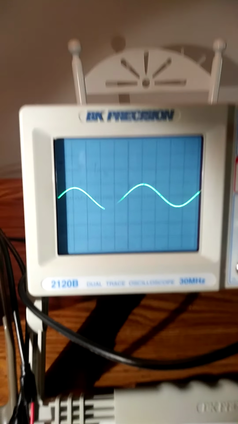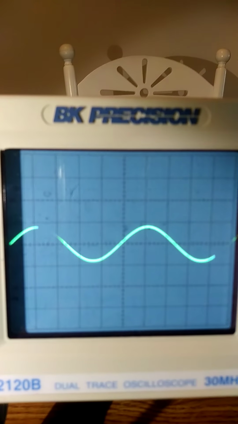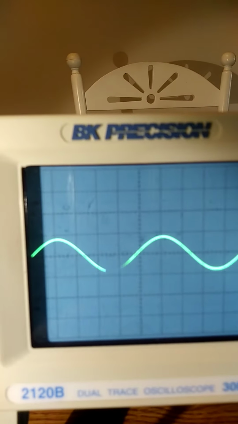You need to draw this waveform. This would be a time to stop the video so you can carefully draw it the way it shows up on the screen here.